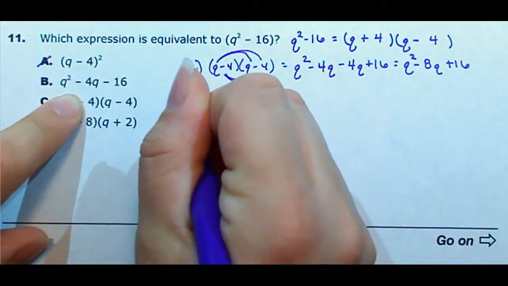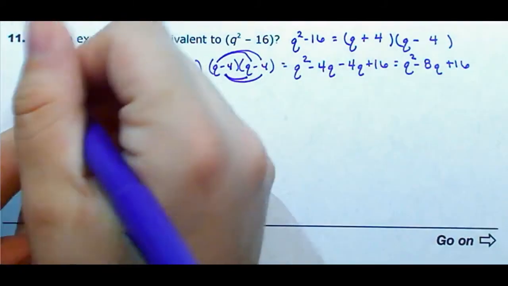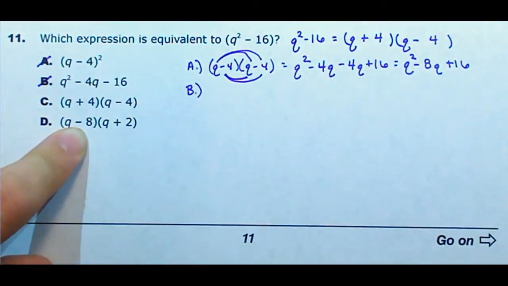Now B, well, there's no multiplying to do there. q squared minus 4q minus 16, that doesn't equal q squared minus 16. So we can go ahead and mark out B. There's no work to show on that one.